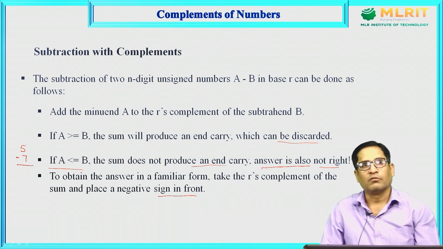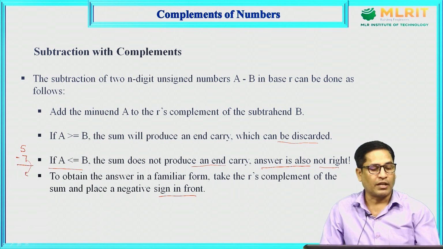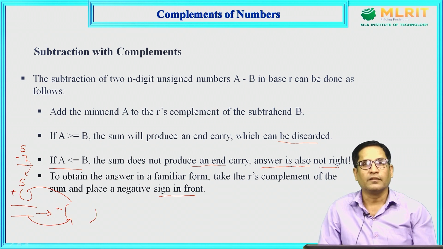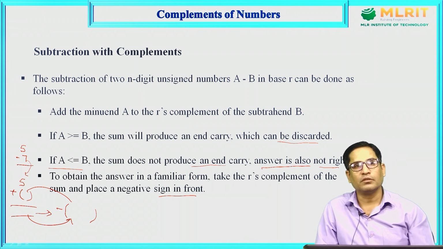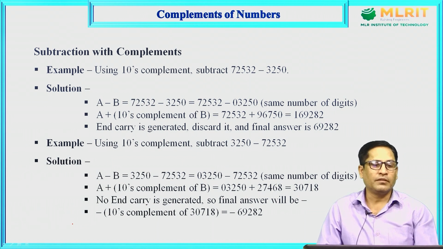That means, suppose we have to perform 5 minus 7. Take the r's complement or r minus 1's complement of 7, add it to this particular number, and no carry is going to be generated. But to get the right answer, you have to put the minus sign and take the same complement, either r's or r minus 1's complement, of this particular answer, and you will get the right answer. We will do this with some examples also. So this is the first example.